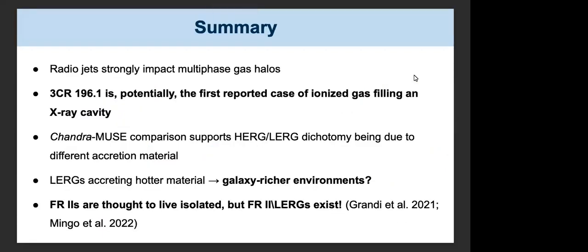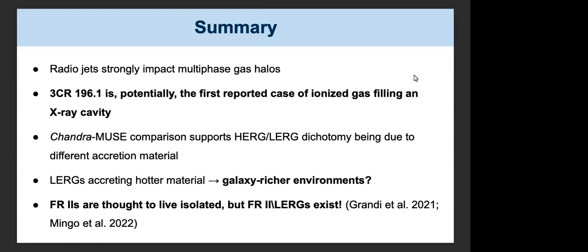So just to summarize, I would say that radio jets are quite important, even if they're rare, and they do strongly impact the multiphase dust halos in which radio galaxies reside. And that 3C186.1 is a perfect example, being potentially the first reported case of an ionized gas filling an X-ray cavity, and also showing signatures of jet ICM interactions, AGN feeding, and AGN feedback.